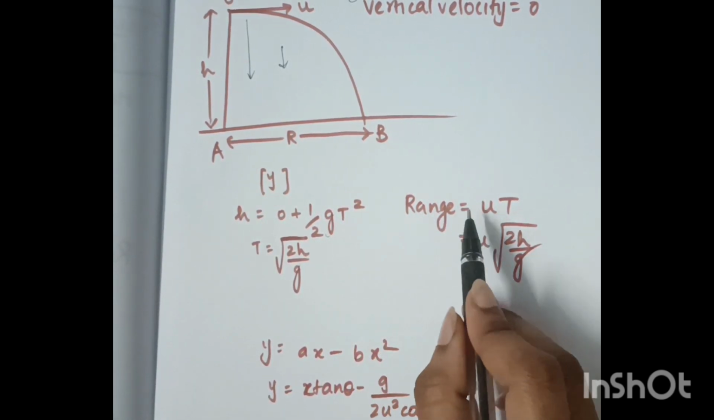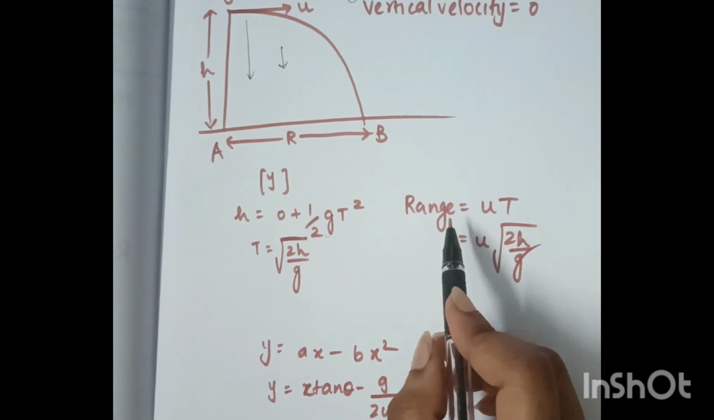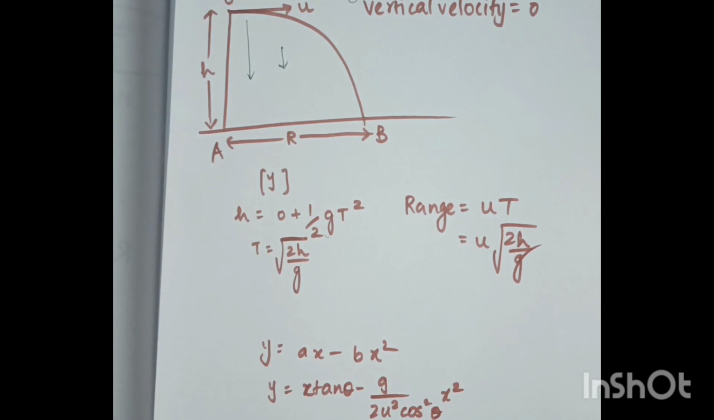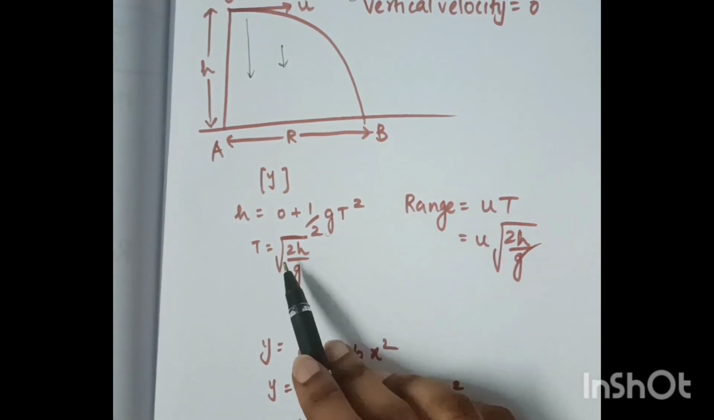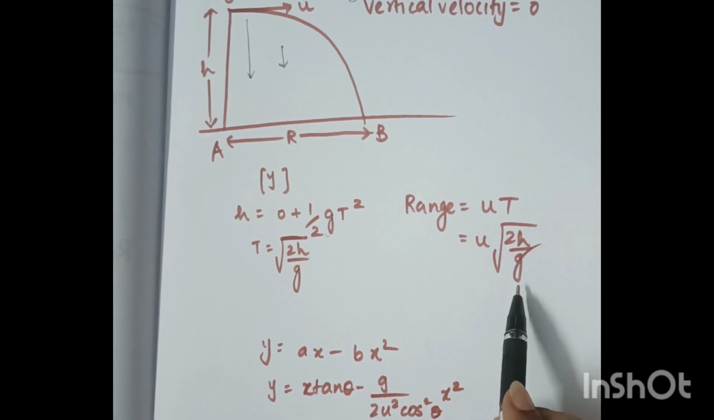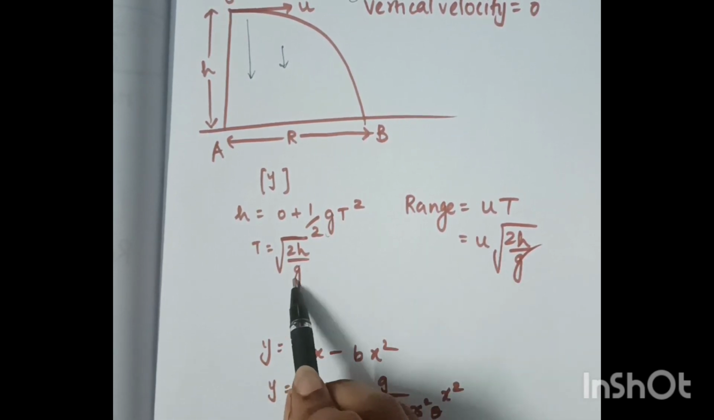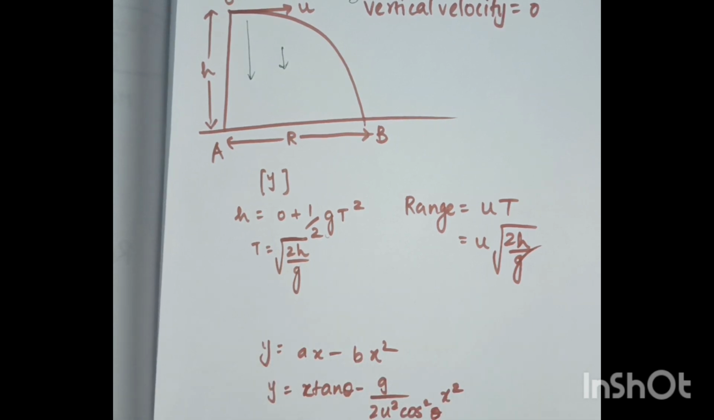What about range? Range equals u into t. Here u is only u, not u cos theta, because the total initial velocity is only in the horizontal direction. So we can take u. Time we know, we have calculated, root 2h by g. This is to be remembered and this is also to be remembered.